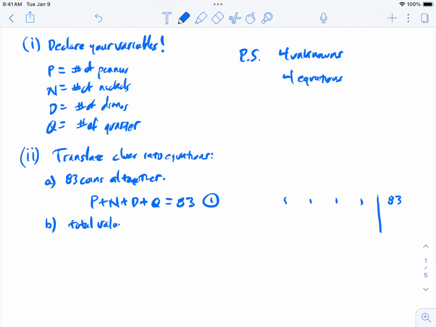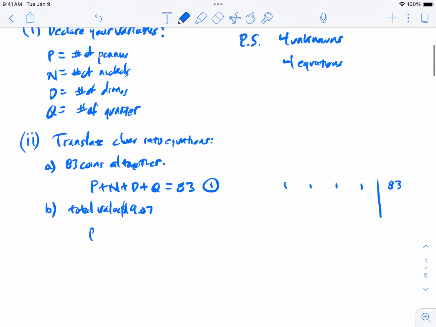Total value $9.07. Okay, what is wrong with this picture? The total value of the pennies, nickels, dimes, and quarters is $9.07. Well, there's a couple things wrong with this picture. First of all, you just said that P, N, D, and Q add up to 83. So what do you mean they also add up to 9? They can't add up to two different things. So you're contradicting yourself if you say this.